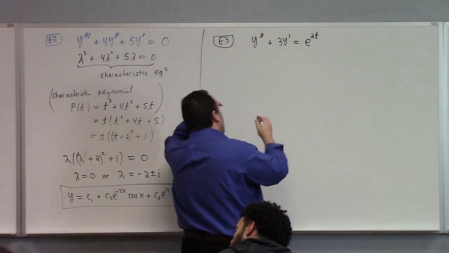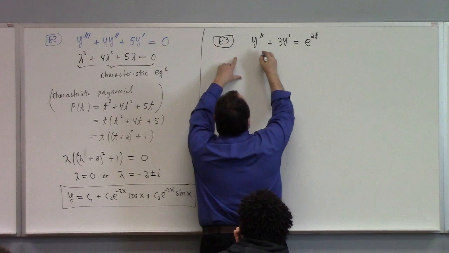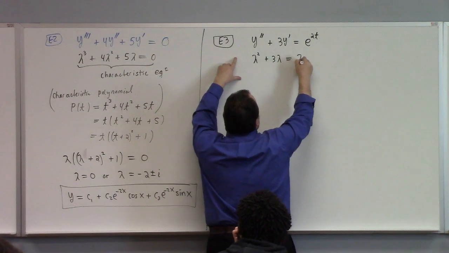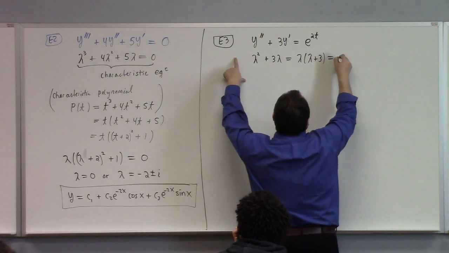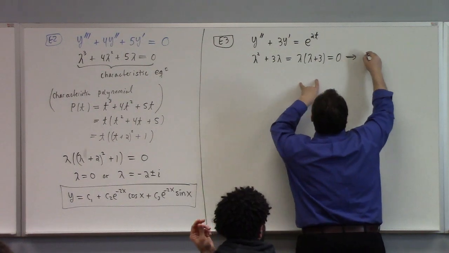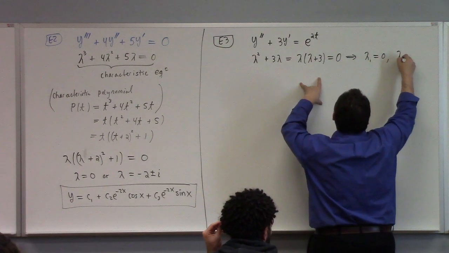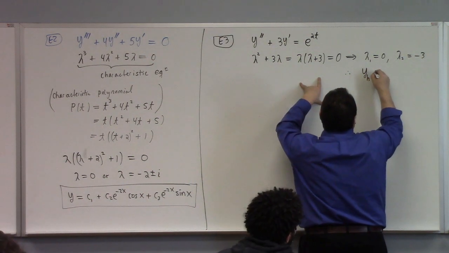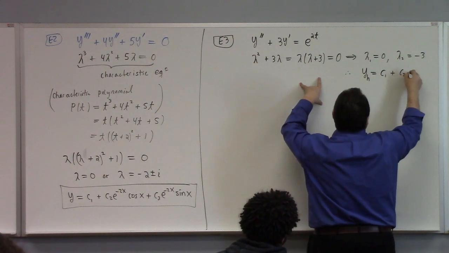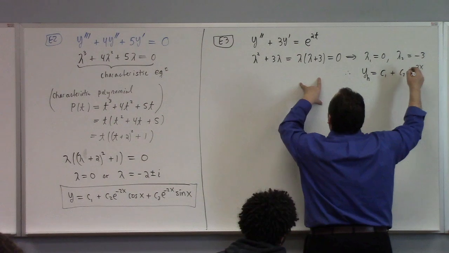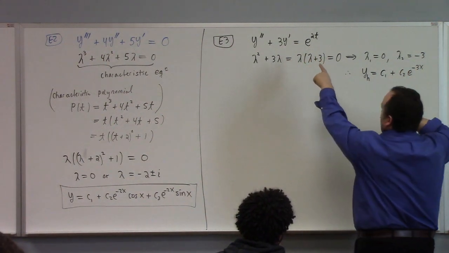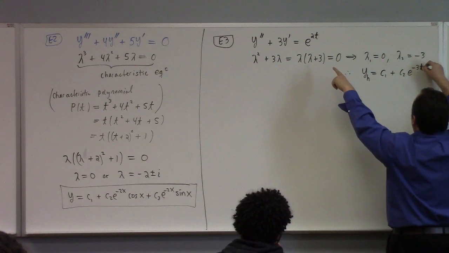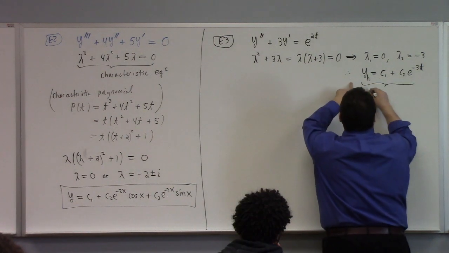So here's the deal. I look at this and I go, okay, I've got lambda squared plus 3 lambda, which is lambda times (lambda plus 3) equals 0, which tells me that lambda 1 is 0, lambda 2 is minus 3. Therefore, what I'll call the homogeneous solution, I can write as C1 plus C2 e to the minus 3x. Oh, but I shouldn't write x here. Why? t is the independent variable, right? So I don't write x here, I write t. All right, so this is the homogeneous solution.